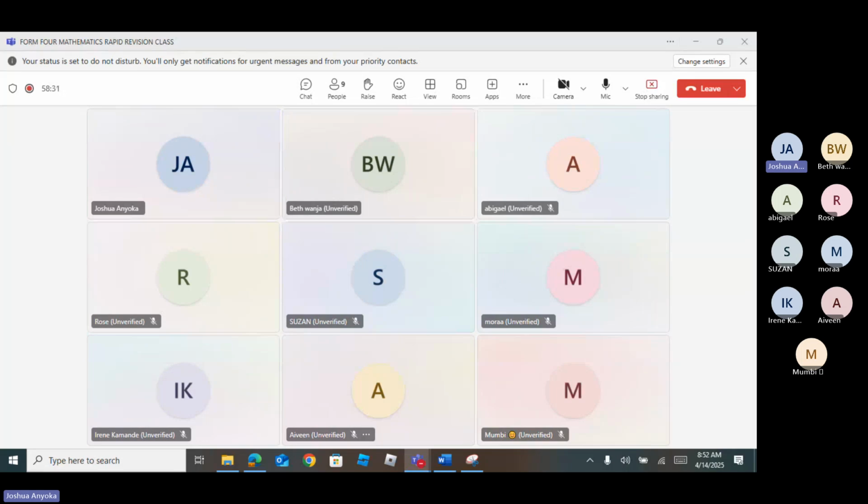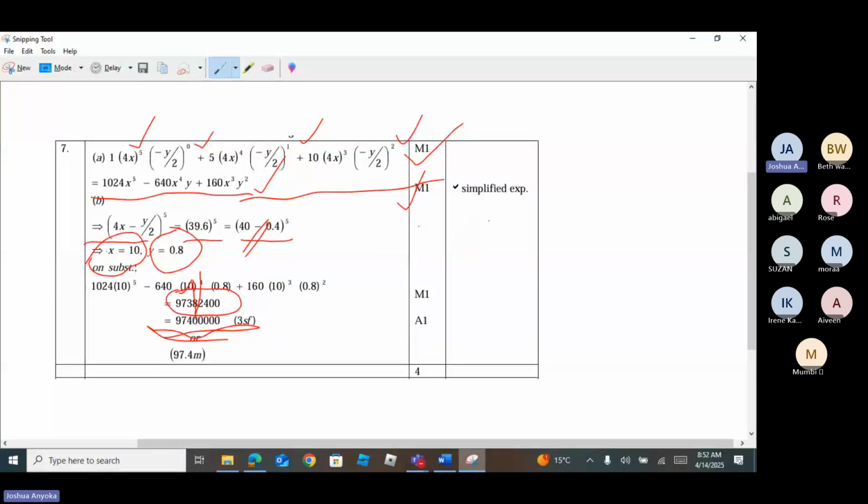Back to Mumbi's question. How do we conclude that we need 40 minus 0.4 and not anything else? We consider the 39.6. It is very easy to multiply 1, 10, 100, 1,000, or 20, or 30, 40. It is easier to square these numbers because we know zeros don't have much effect. So we choose 40 because it is the next number to 39, and that 40 can easily be raised to powers. So that's why we land at 40.